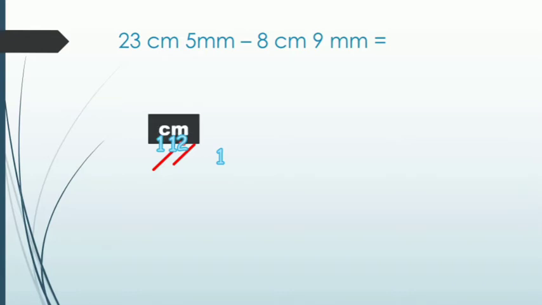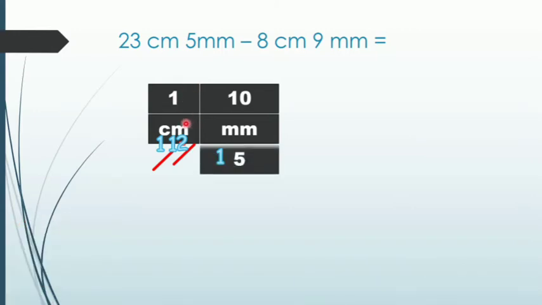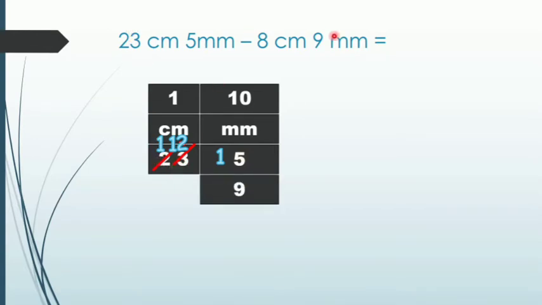Like first I said, we need to draw the T and write centimeter and also millimeter, and the relationship between centimeter and millimeter is 1 centimeter is equal to 10 millimeter. And then you see here, 5 millimeter we write in the house of millimeter, and this 23 we write in the house of centimeter, and this 9 we write in the millimeter house, and this 8 we are writing in the centimeter house.